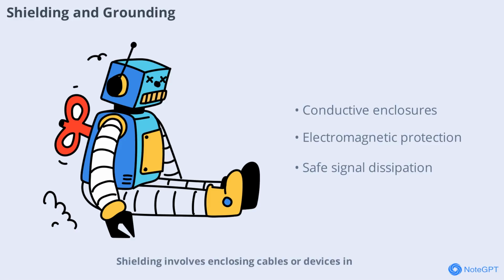Shielding involves enclosing cables or devices in conductive material to block external electromagnetic interference. Grounding provides a safe path for unwanted signals to dissipate, protecting sensitive equipment from noise.